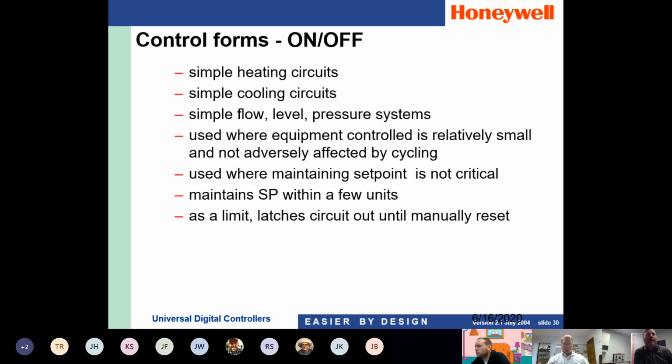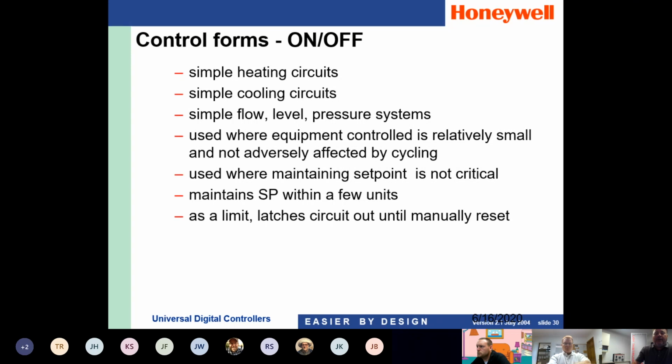Most times it's used on applications just like we were talking about at the beginning at home. It can be a furnace, you know, when the temperature goes above your set point on your thermostat, it turns off the heat. When it goes below the temperature on your thermostat, it turns on the heat, and it's just an on-off application. So again, very simple type applications, on-off.